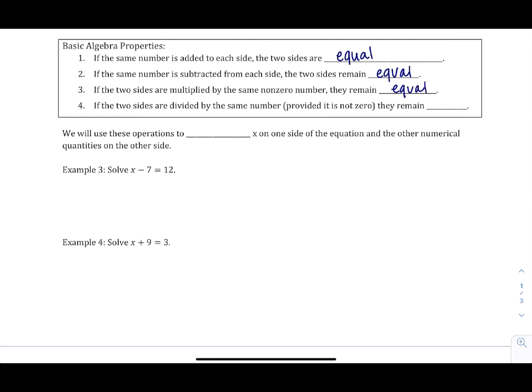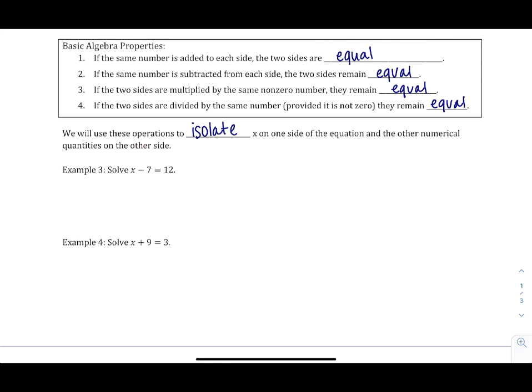And if two sides are divided by the same number, as long as it's not zero, zero causes some problems here, they will also remain equal. So basically what we're saying is that no matter what we do in an equation, if we do the same thing to both sides of the equation, it'll stay equal. So we're going to use those operations in order to isolate our variable x on one side of the equation, and then all of the numerical quantities, all of the numbers, on the other side.